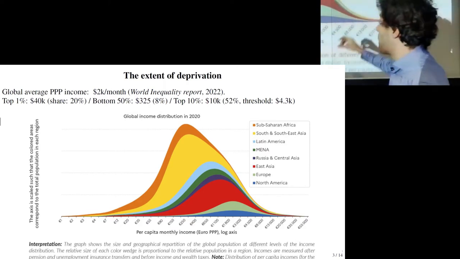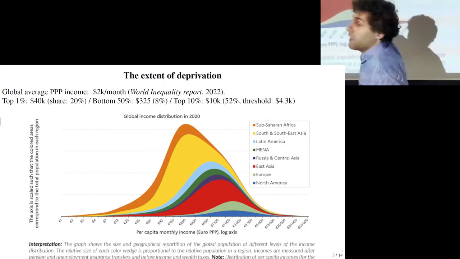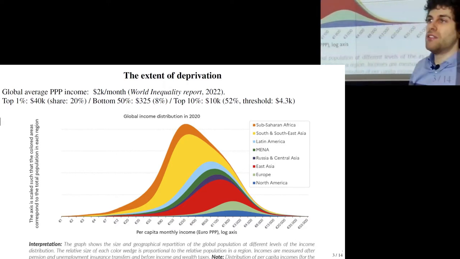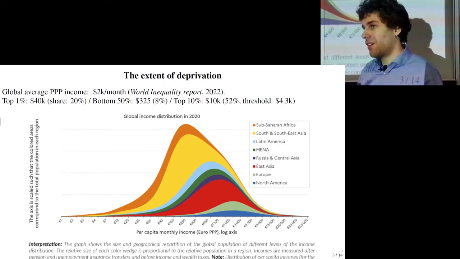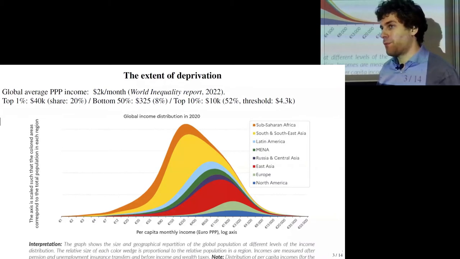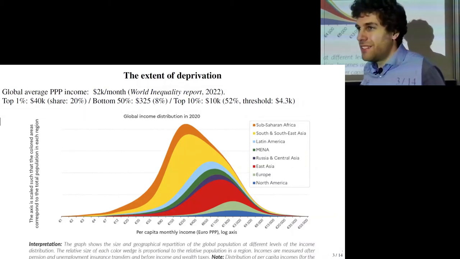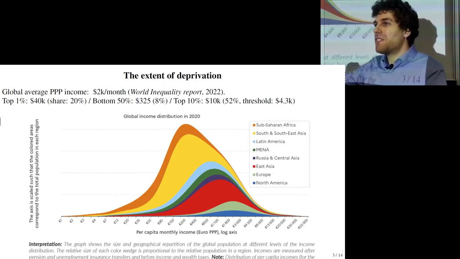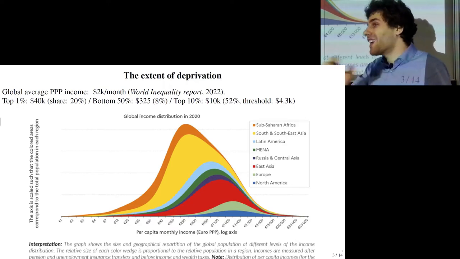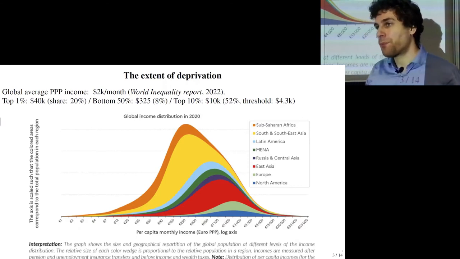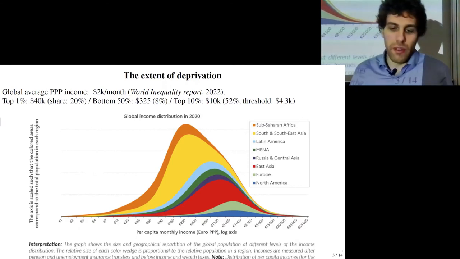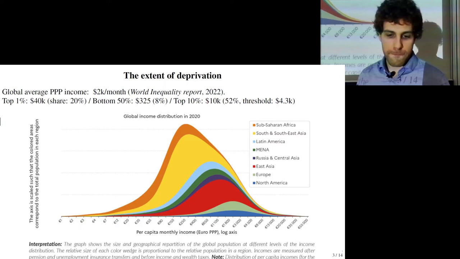And actually, there would be less overlap between India or China and Europe if we looked at market exchange rates. So the higher middle class in India can afford domestic maids, but maybe not flying, whereas in Europe, it's the contrary. So it's a rough adjustment.